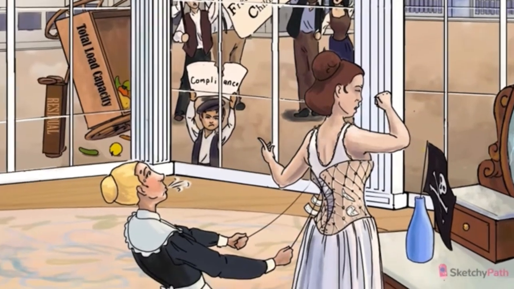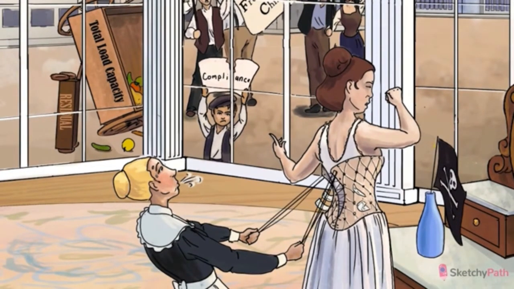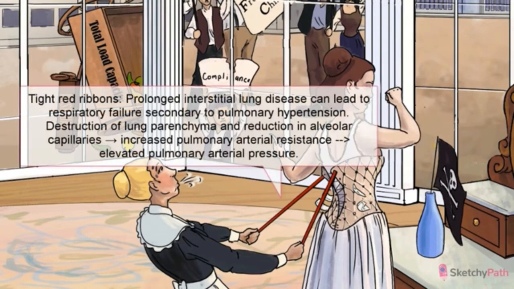In advanced disease, patients can develop full-on respiratory failure, often with associated pulmonary hypertension. You see, prolonged interstitial lung disease causes destruction of lung parenchyma and a reduction in alveolar capillaries. As a result, pulmonary arterial resistance increases. See how tightly she's pulling on those pulmonary arterial ribbons in the back there, increasing the tension? What you're left with is elevated pulmonary arterial pressure.